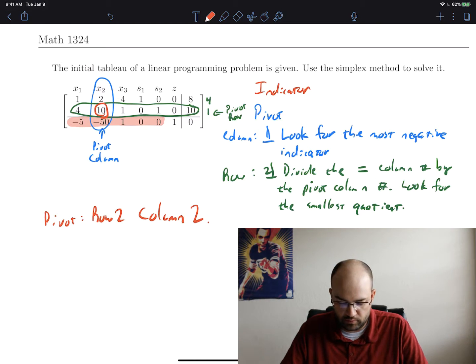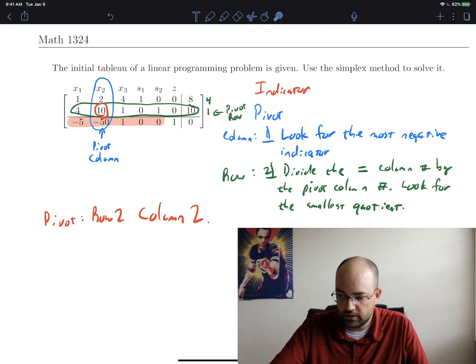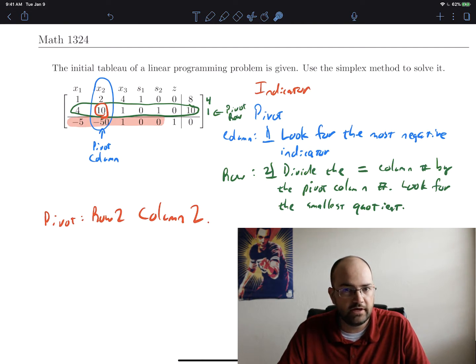Now this is the simplex method. And once we have indicated that this is in fact the pivot, what we're going to want to do now is turn that into a 1 and everything above and below a 0. But that's where we have the pivot program on the calculator. That's what it's going to do for us. Okay, so let's go to our calculator and figure that out. I will see you there.